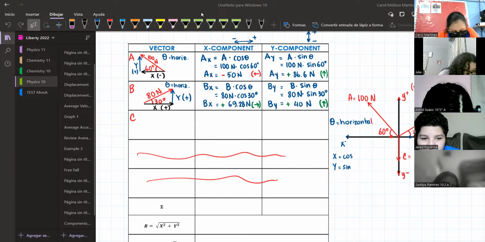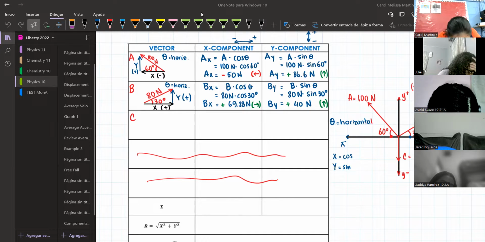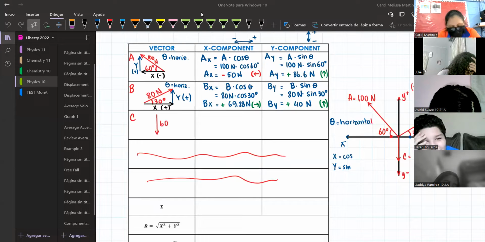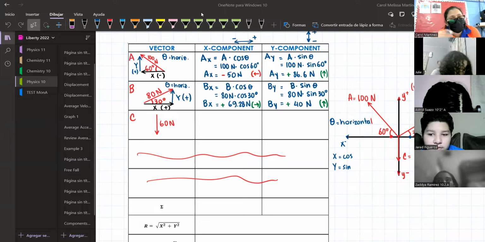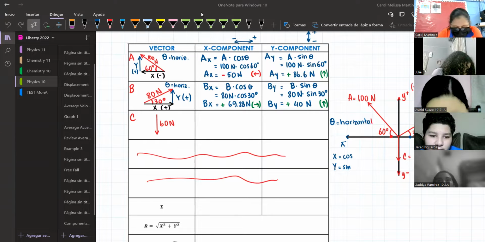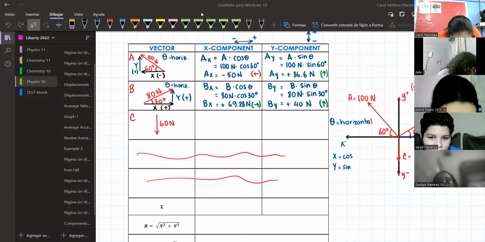We need to work with the third vector. And the third vector is the easiest among all of them, okay? You have the vector C, and it measures 60 Newton. Now, question, is this vector moving horizontally somehow? Yes or no? It's going vertically. It's just going vertical. So when this occurs, the horizontal component is going to be 0.